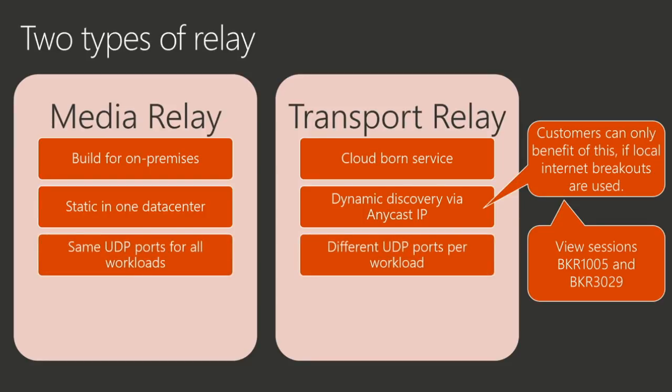The media relay uses UDP, the same UDP port for all the workloads. That means if you look at the UDP streams, you couldn't tell if this traffic is audio or video or desktop sharing, which makes it hard for you to apply any prioritization of traffic. With the transport relay, we can use different UDP ports per workload.